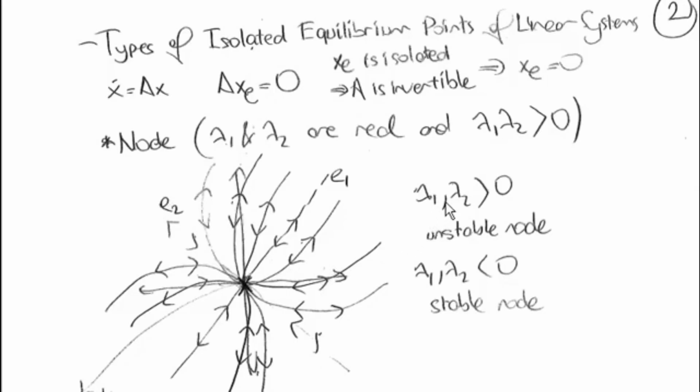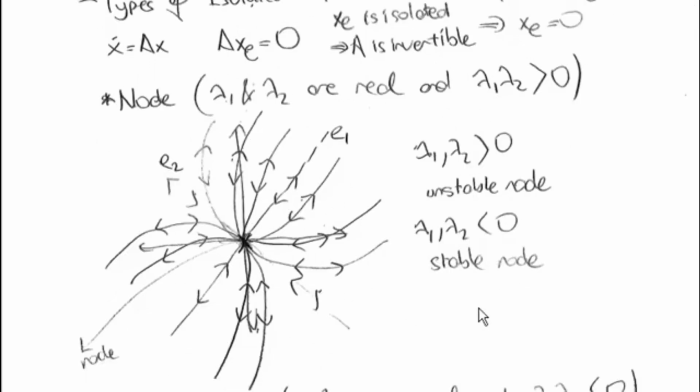And if the eigenvalues are positive, then the motions are actually getting far away from the equilibrium point, and we call the equilibrium point an unstable node. On the other hand, if the eigenvalues are negative, then we have a stable node and all trajectories are converging towards the equilibrium point at the origin.